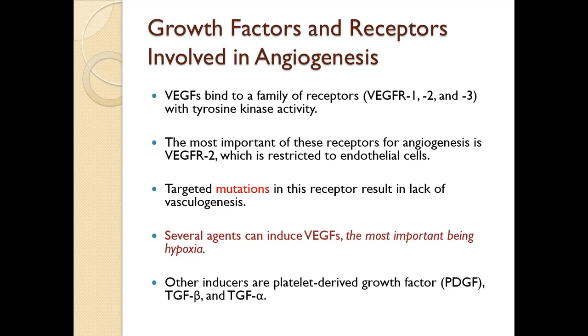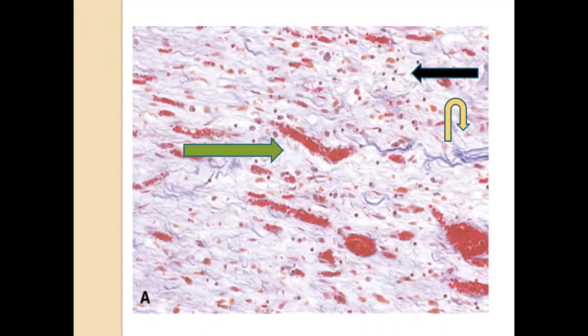The stimulation of VEGF is caused by hypoxia, platelet-derived growth factor, TGF alpha and TGF beta. So what causes the VEGF stimulation to start angiogenesis? Whenever the oxygen level drops, VEGF is induced automatically and angiogenesis commences. This is a microscopic picture of granulation tissue showing numerous blood vessels, edema, and a loose extracellular matrix containing inflammatory cells.